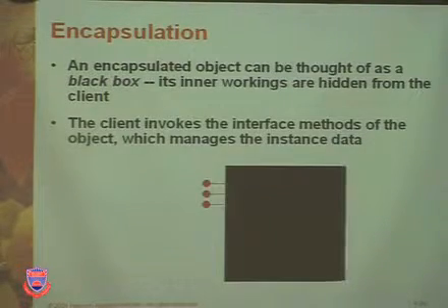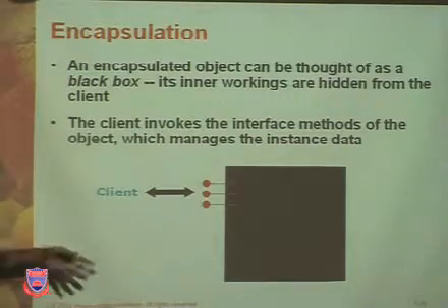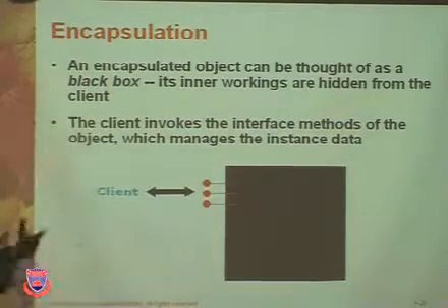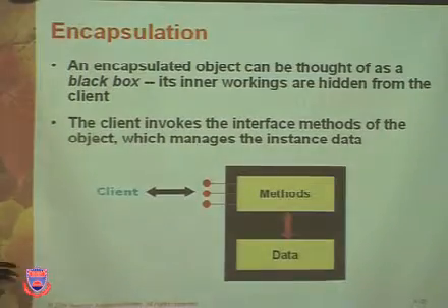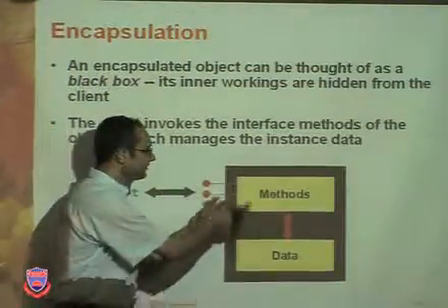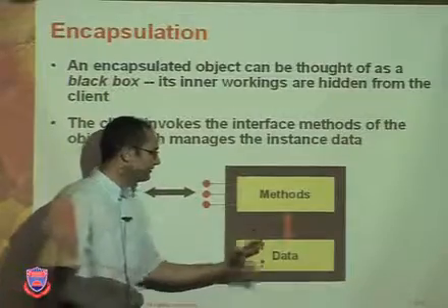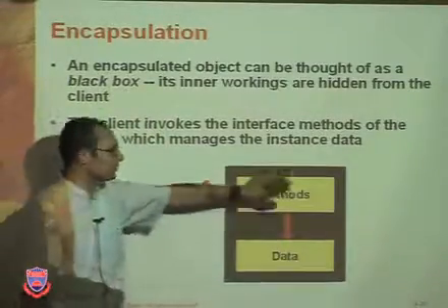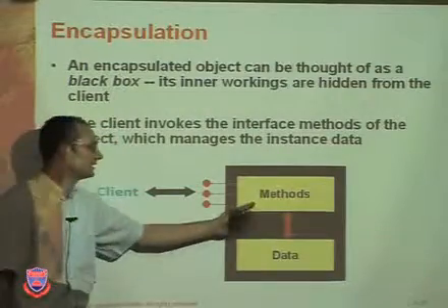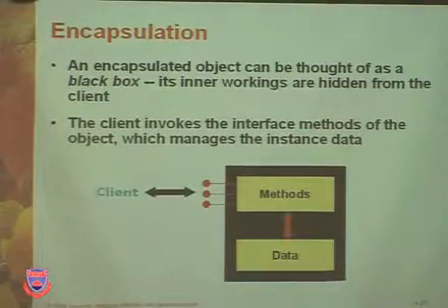So as I said earlier, it's a black box. The client asks for something and gets a response out of that. And the instance data is managed by the class itself, the methods and data. Data is protected from the outside world by only giving access through the methods.